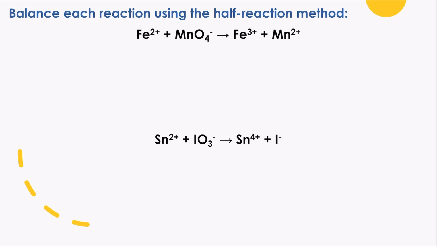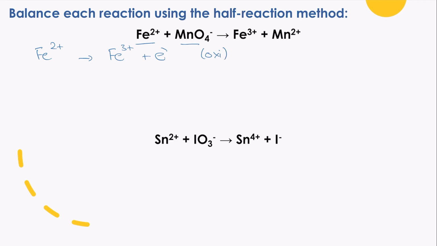What we should do here, we have to check the reactants and what has happened to them when they became products. First we have Fe2+, it became Fe3+ by losing an electron. So this is representing the oxidation reaction.